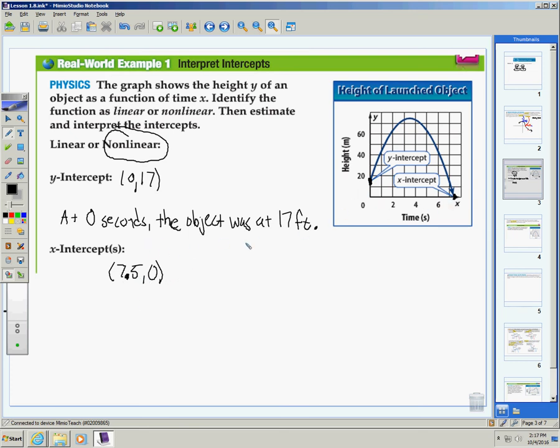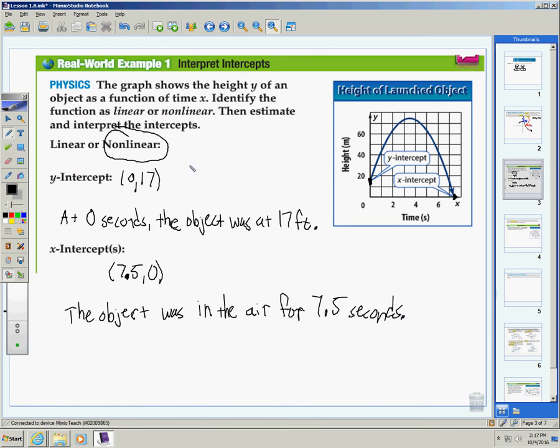Or we could say the object was in the air for 7.5 seconds. Because it went up in the air and then came down at 7.5 seconds. So it's in the air for 7.5 seconds. And that's all we had to do. We had to estimate these intercepts and then say what they meant.